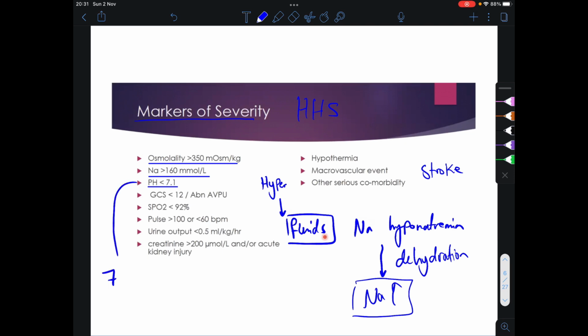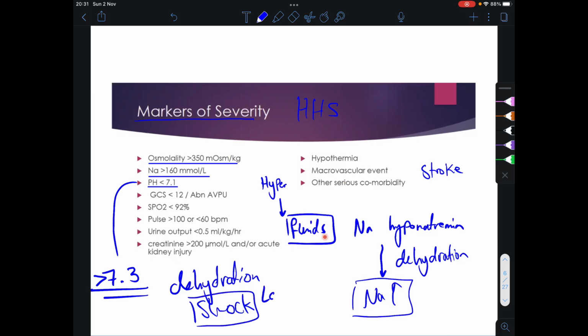Now, a pH less than 7.1 is another one, and the reason for this is usually, we said the pH is more than 7.3 in HHS, but being less than 7.1 could mean that, because of the dehydration in these patients, they can go into shock, and patients who reach this stage of shock probably have elevated levels of lactate, and therefore that can cause the pH to go this much down.